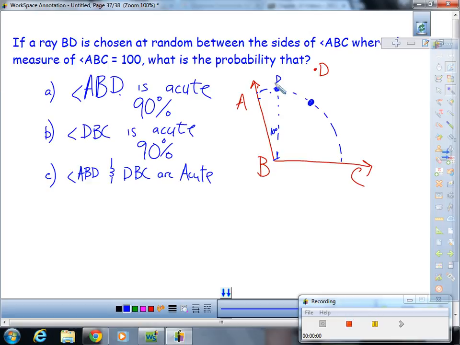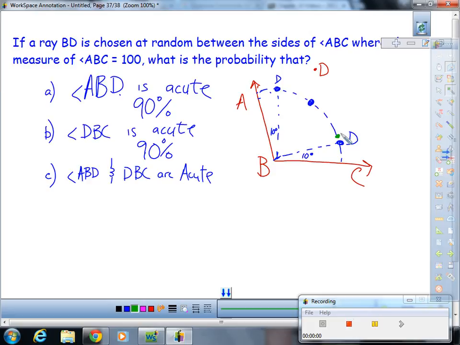Okay, we want them both to be acute. So if we think about it down here, that also would not work, correct? Now, what if D was right next to it at, say, 11 degrees? Then you'd get 89 and 11, right?